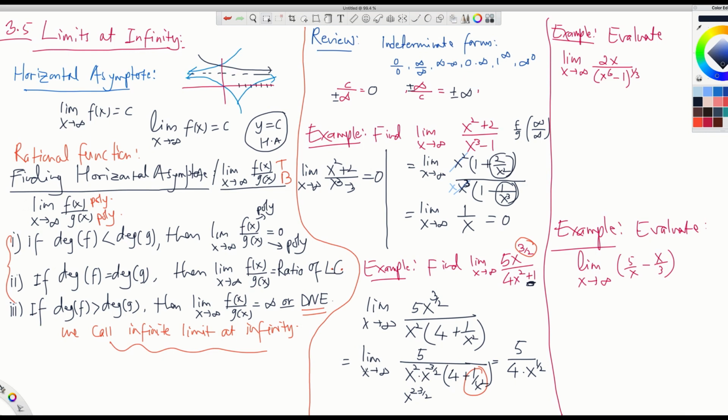But what is the limit? Limit is x tends to infinity, right? If you take limit x tends to infinity, you will get 5 over 4 times infinity. It will be 5 over infinity, right? So this is basically 0. So the answer to this question is also 0.